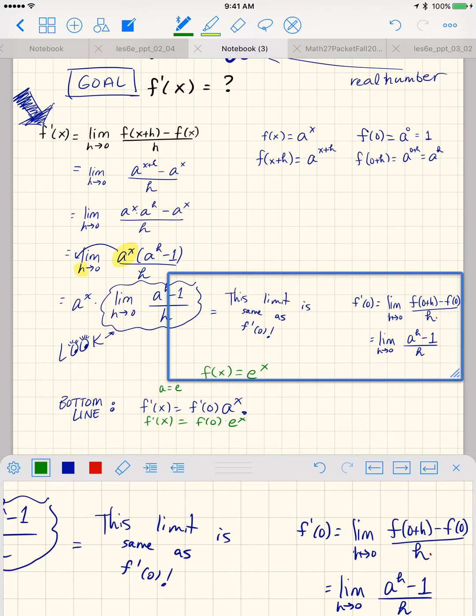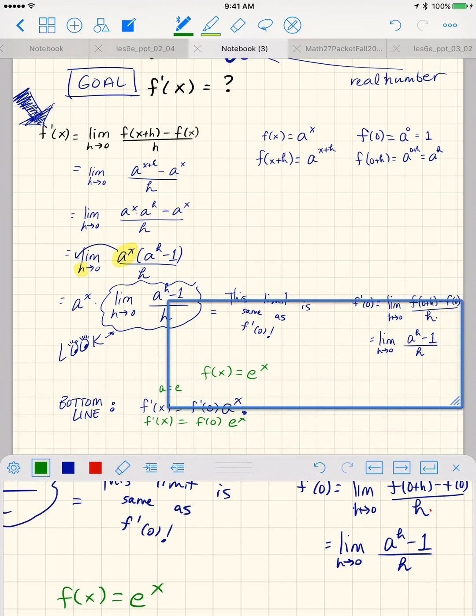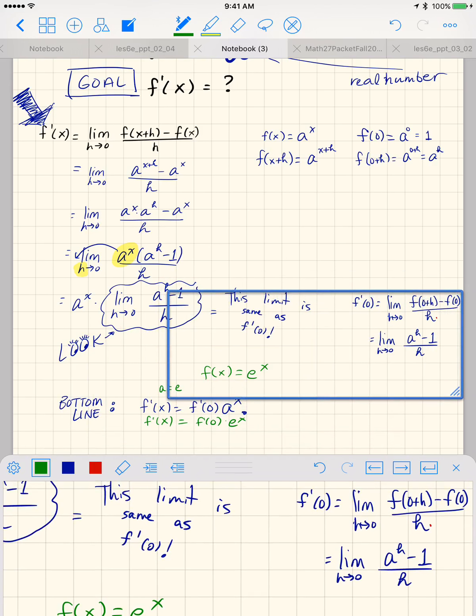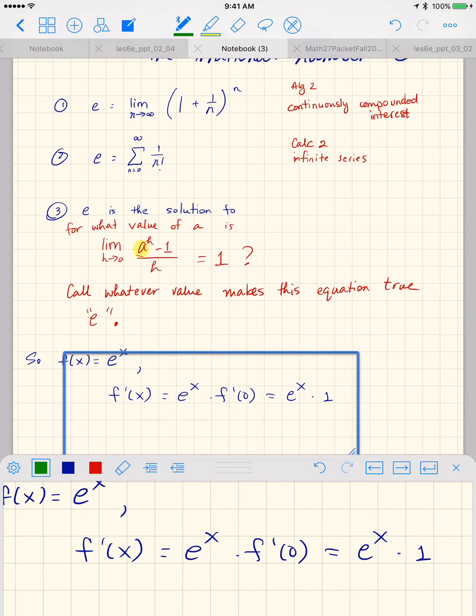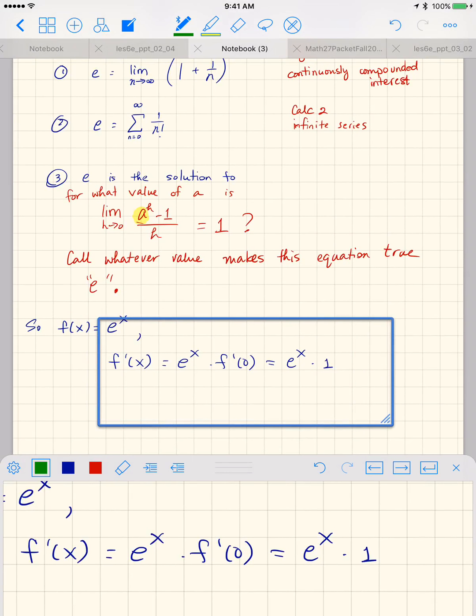But what is f prime of 0? F prime of 0 in this case is going to equal this limit. But remember, e is the special number where all of this is equal to 1. So that's how we chose to call it e, is we said we need to have this limit equal 1. So that means that f prime of 0 is equal to 1.